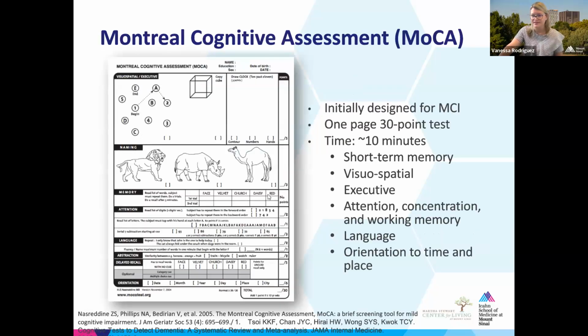Then we have the Montreal Cognitive Assessment. This was initially designed for mild cognitive impairment. It takes about 10 minutes, sometimes a bit more. Because you're going to be longer with the patient, you really have to make sure that the room and the setting are appropriate, without interruptions. This one tests short-term memory, visuospatial skills, executive function, attention, and concentration. The max score you can get is 30 points on this test.